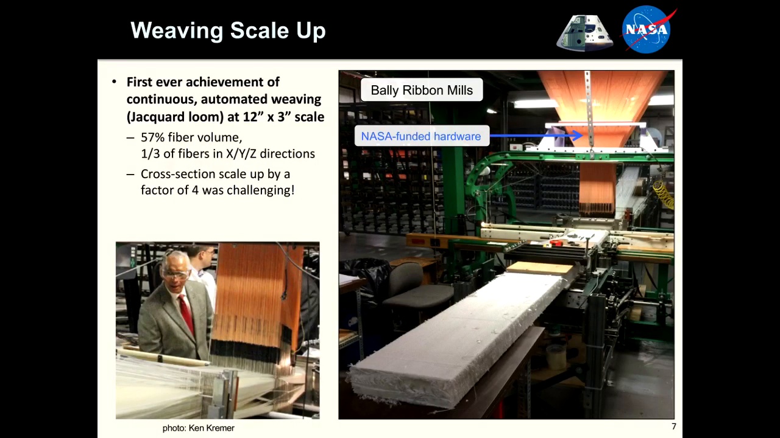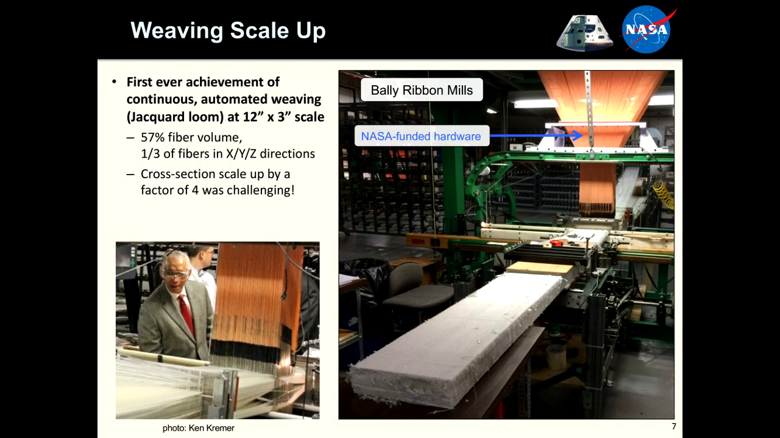All right, so weaving scale-up was really a big challenge for us. And we believe this to be the first ever achievement of a continuously woven automated jacquard loom weave of this type at this scale. So 12 inches by 3 inches is the weaving cross section. That would be this part down here as it comes out of the loom. The loom is way back here. This is the loom harness, which NASA funded. Our weaving partner for this is Bally Ribbon Mills in Pennsylvania. So they have all the hardware residing there still and produce these parts for Orion now.